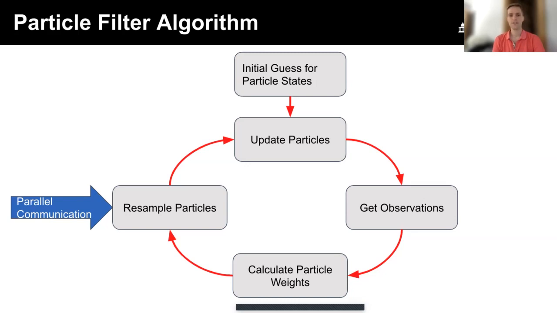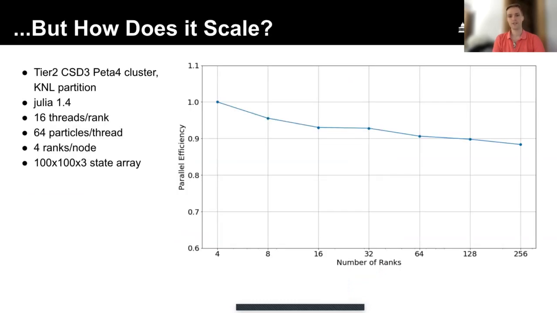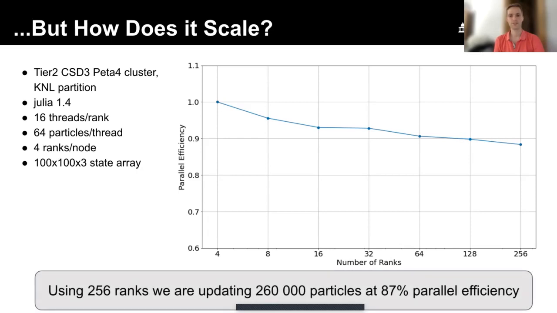We're very interested in the parallel weak scaling of our model. I'm showing here a measurement made on the CSD3 cluster at the University of Cambridge. You can see some technical details on the left. For these benchmarks, we were using Julia 1.4, so things may even have improved by now. This figure shows that we get reasonably good parallel efficiency of almost 90%, running on 4,000 processes with around 260,000 particles. That is, 260,000 copies of our numerical model are being updated in parallel.